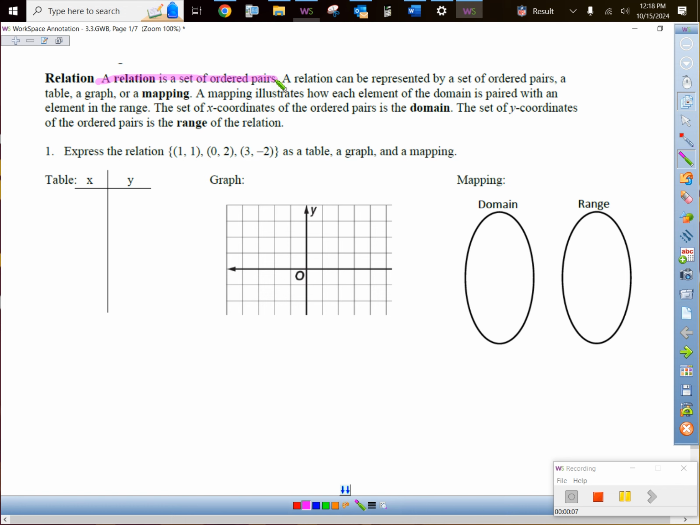And how we can represent it, we can do it in many ways. We can do it as a set. You see that they put them in the fancy little set right here. That's a relation. We can make a table out of it. We could graph them, and we could make a mapping. Let's do all three real quick.